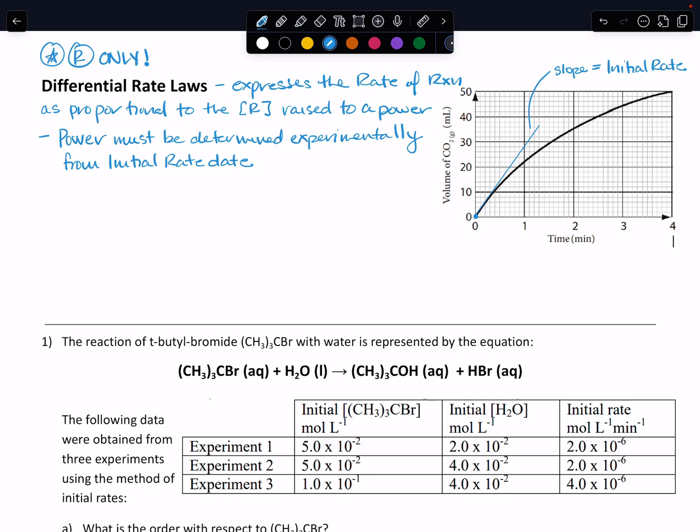The second is going to be an average rate. So let's say we wanted to know the average rate from this time point to this time point. Well, we would just draw a line between those two. That's a terrible line. And then the slope here would equal the average rate over this time period.